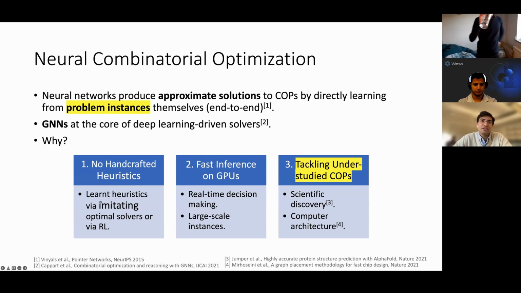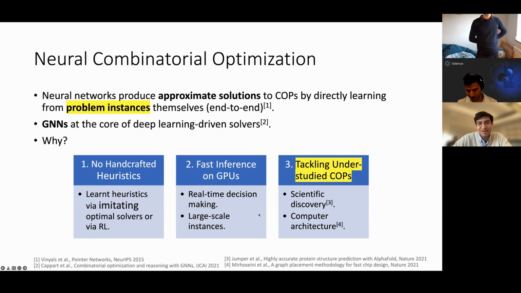And you might ask, why end-to-end? Well, the motivations are, firstly, that you don't need to handcraft heuristics for every new problem. Secondly, you can make some really fast inference on GPUs with neural networks, and that can lead to big advances in terms of real-time problems where you need to make tons of decisions. And number three, which I find quite interesting and profound, is that you can now tackle some understudied NP-hard problems, potentially coming from science or computer architecture.